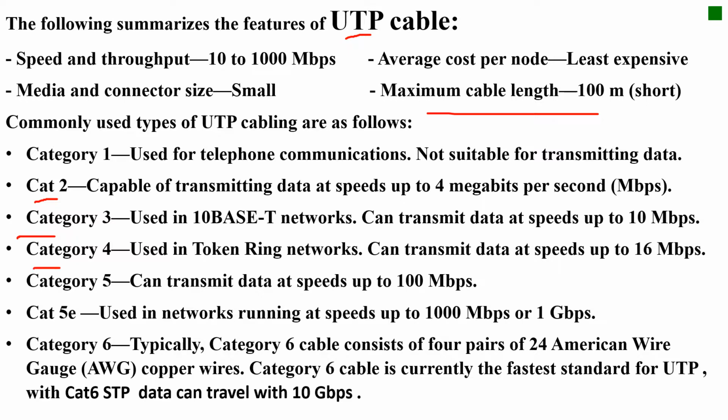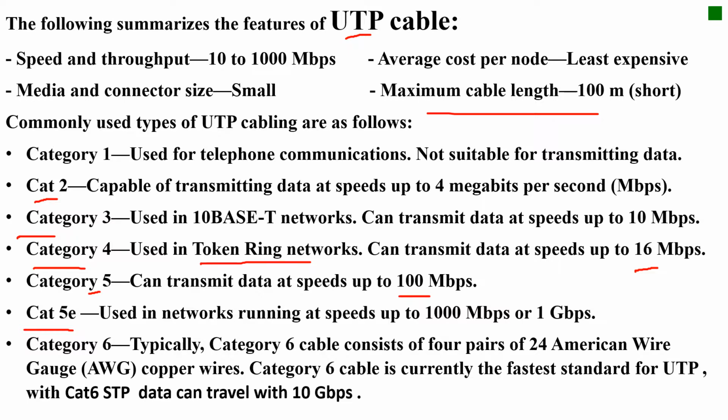Category 4, used in token ring networks, the token ring access method, can transmit data at speeds up to 16 megabit per second. This is for faster LAN networks. And Category 5, CAT 5, can transmit data at speeds up to 100 megabit per second. And CAT 5e, used in networks running at speeds up to 1 gigabit per second.